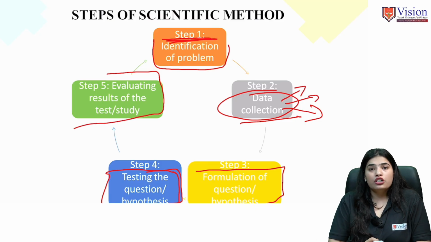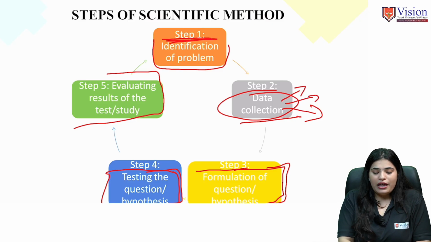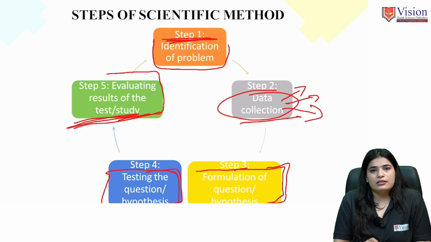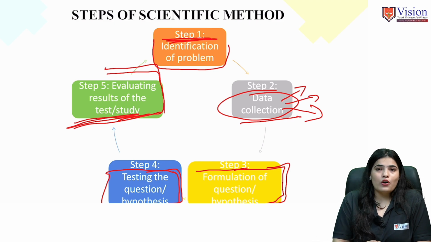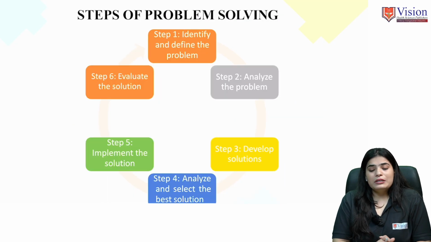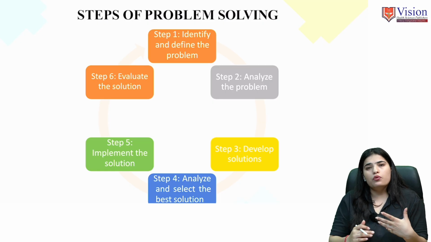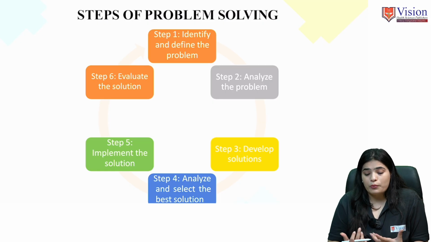Okay, this is scientific. Whatever research we have conducted here, we have to evaluate the results of that study. So this is the scientific method of problem solving, or we can say critical thinking. So what are the steps of problem solving? How in critical thinking can we solve a problem?